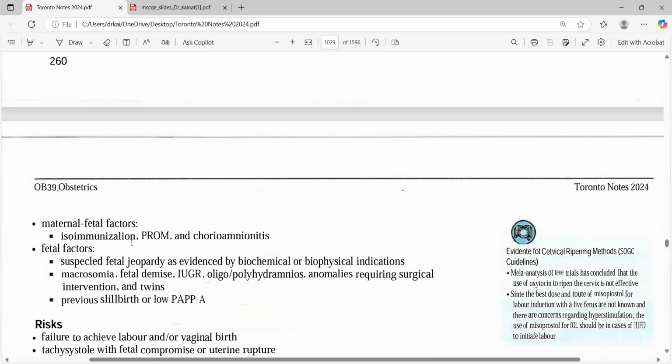Then isoimmunization and chorioamnionitis. Fetal factors are basically fetal jeopardy, like the fetus is basically on the verge of death. Macrosomia, fetal demise, IUGR, polyhydramnios, oligohydramnios, and then stillbirth or low PAPP-A.